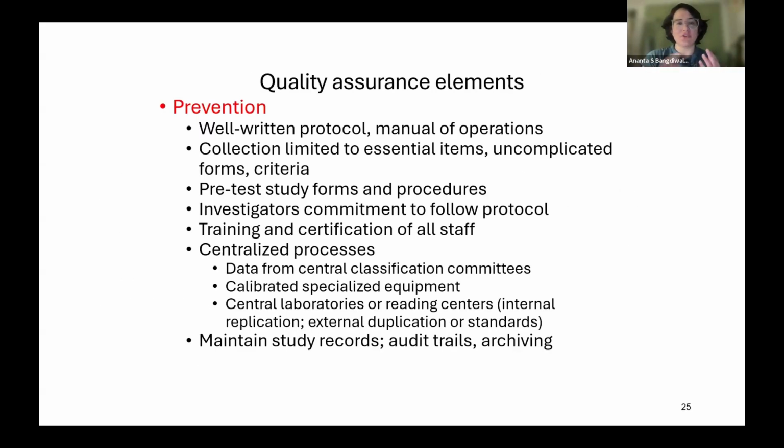Like I've said earlier, there are those 3 quality assurance elements: prevention, detection, correction. Some of the ways that we prevent any issues before we even get started is a really well-written protocol, a good manual of operations, and data collection that's limited to essential items, right? We want simple. Simple means that we're going to have higher quality. We're going to have less chance of error.